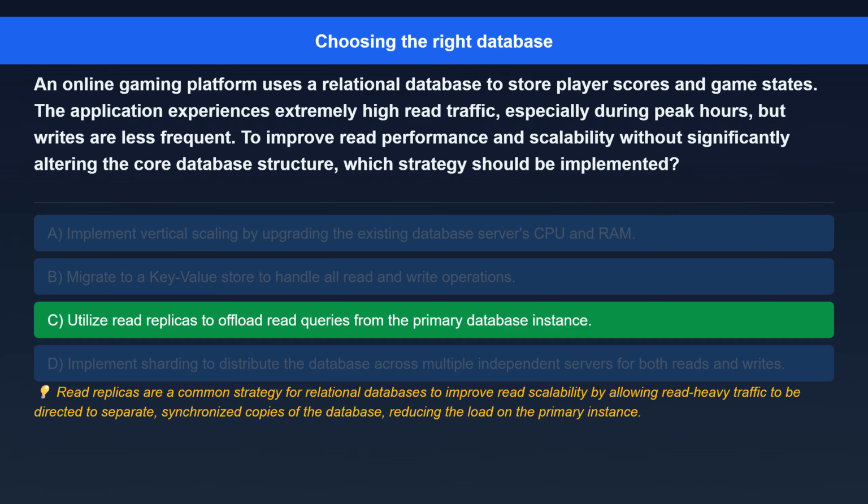The correct answer is utilize read replicas to offload read queries from the primary database instance. Here's the explanation. Read replicas are a common strategy for relational databases to improve read scalability by allowing read-heavy traffic to be directed to separate synchronized copies of the database, reducing the load on the primary instance.